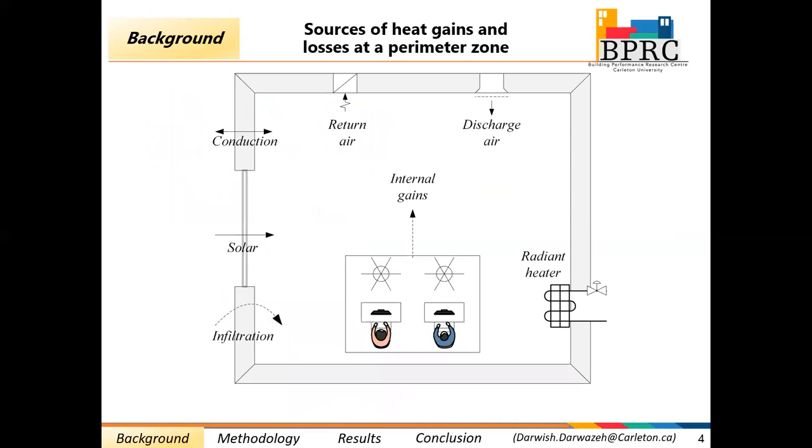Now, the primary sources of heat gains and losses at a perimeter zone are internal heat gains from lights, occupants, and equipment, heat transfer through the envelope, heat added or extracted through the discharge air diffusers, solar heat gains, and heat added by radiant heaters. In this research, I wanted to develop a virtual metering algorithm to estimate the heat added by the radiant heater. It is uncommon to measure this heat despite its impact on the building energy consumption and operating schedules.